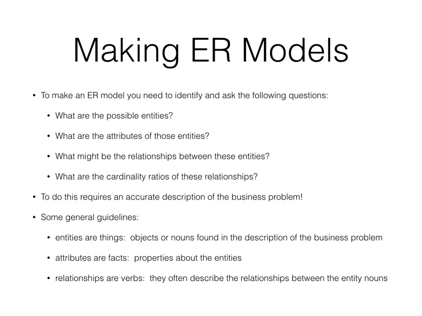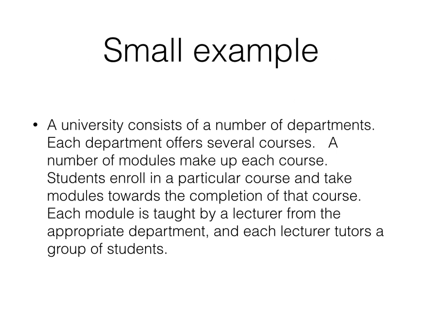So some general guidelines related to making ER models. Entities are things. They're objects or nouns found in the description of the business problem. Attributes are facts, right? They're many times nouns, but properties about the entities. Relationships are many times verbs. They're actionable. They often describe the relationships between these two entity nouns. So, we've talked a lot about the concepts behind entity relationship models and how you might go about doing it. Now, let's give a small example.